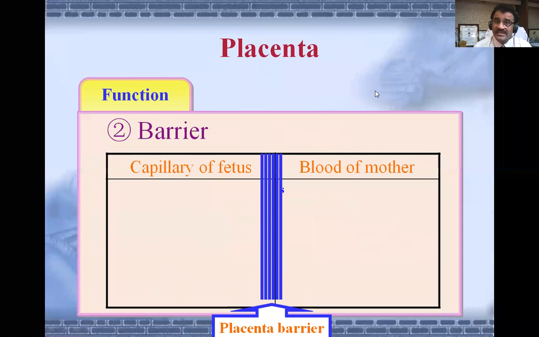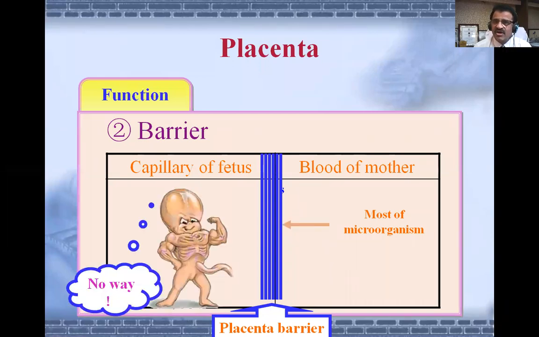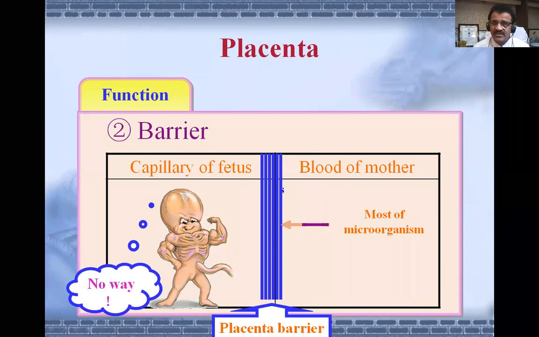There is one barrier between fetus and mother. It is there for the purpose of obstructing certain things from going from mother to fetus. What is not allowed to go is microorganisms. Microorganisms usually do not pass from mother to fetus.